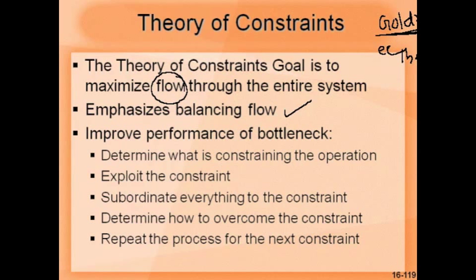And everything boils down to improving the performance of the bottleneck. So the bottleneck is that activity or process which slows down the whole system. So if it can be improved, the whole system improves. You can say it is the weakest link in the chain. So to improve performance of the bottleneck, determine what is constraining the operation, why it is late, why things are getting delayed, or why there is an inventory buildup, why it is taking so much time at that particular process.